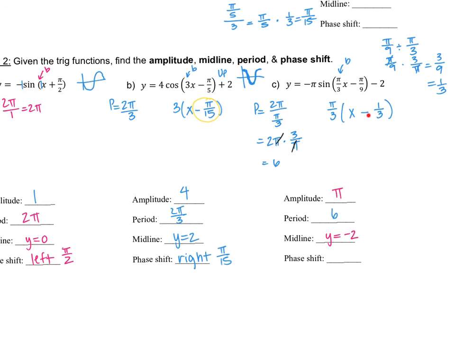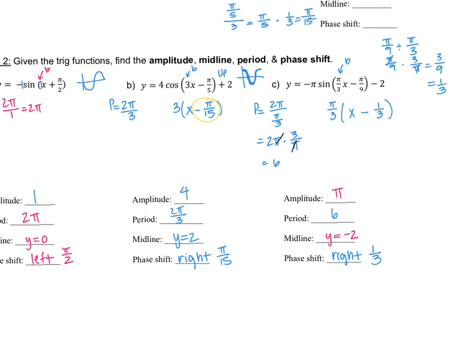And so I now see that this is minus 1/3. The minus sign tells me this goes right, and it goes right 1/3. And that's it for this problem here. We are able to find all 4 components. And so I could easily graph this if I wanted to.